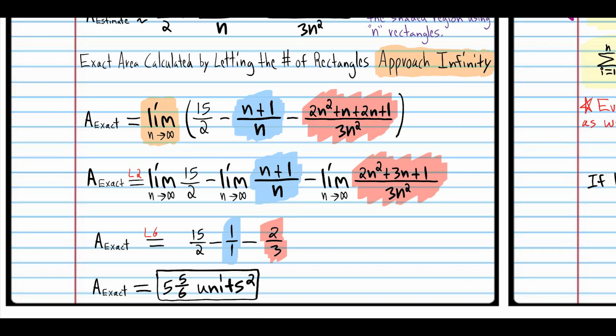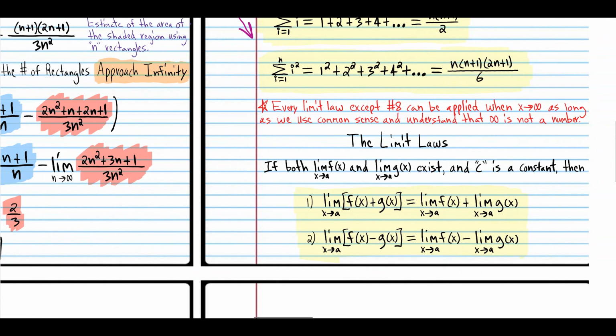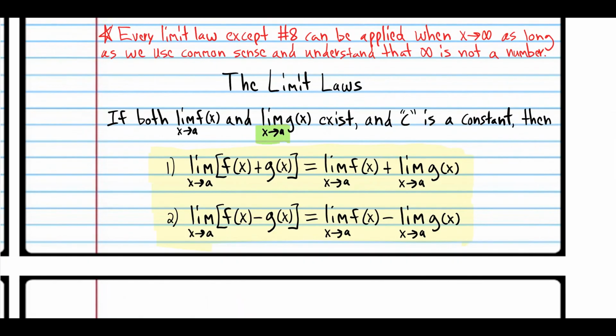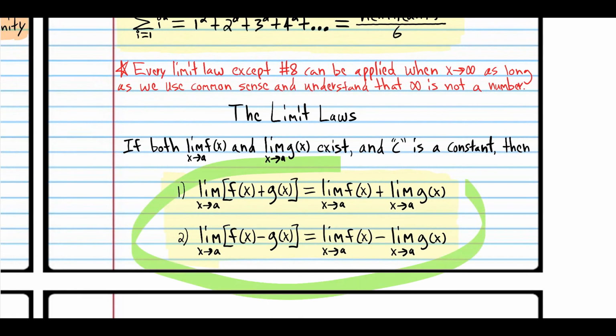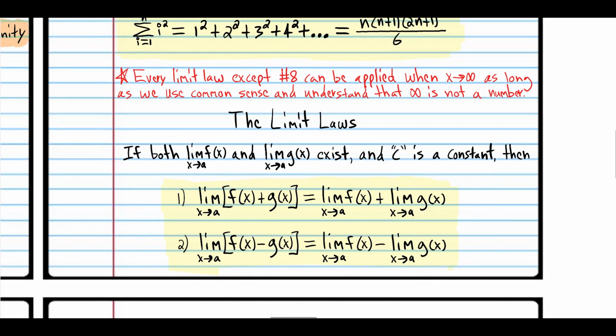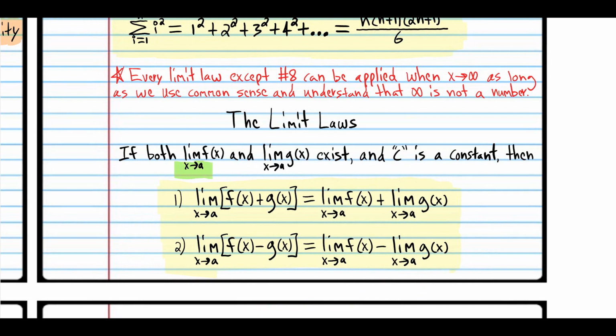Now notice that we have n approaching infinity. We didn't talk about that when it comes to the limit laws. We didn't say anything about x approaching infinity, right? So do these limit laws work when n is approaching infinity? This is saying x is approaching a, but a is an actual number. Infinity is not a number. So we can't just assume that these laws are going to work for infinity, but it turns out they do.